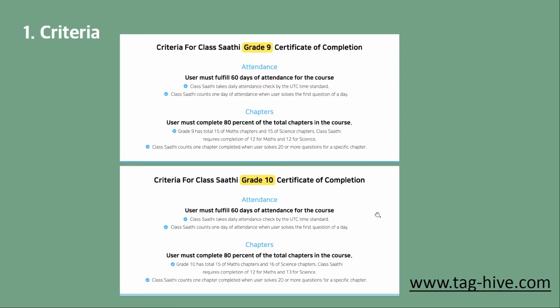In class 10, attendance is the same. In the case of chapters, it has a total of 15 maths chapters and 16 sciences chapters. We need to finish at least 12 chapters for maths and 13 chapters for sciences here. Class Saathi counts one chapter as attempted when a user solves 20 or more questions for a specific chapter. Before you solve 20 questions, the chapter's symbol color is white, but after you solve more than 20 questions, it changes to yellow.